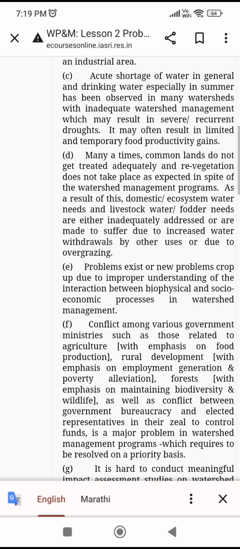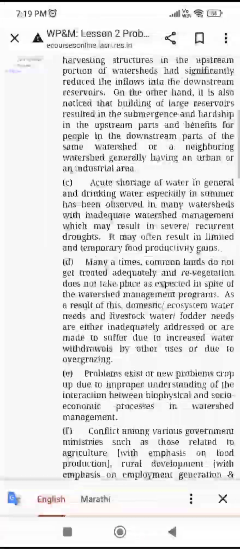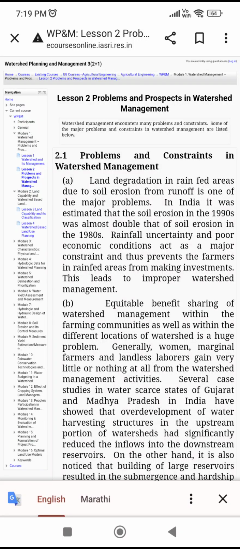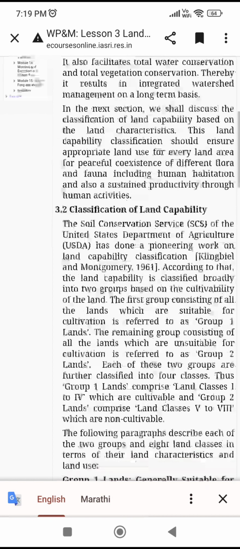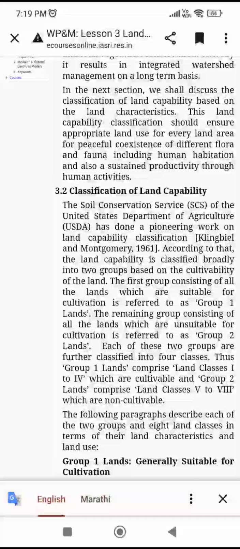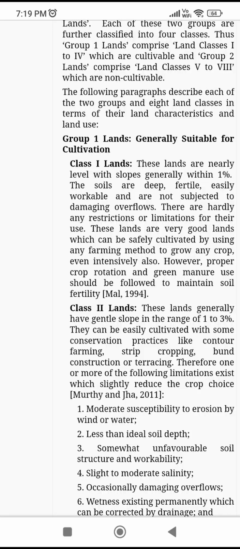Now, what are the problems and constraints? That is not that important from exam point of view. Now we will go for land capability and its classification. As you know, the Soil Conservation Service of the United States Department of Agriculture has done pioneering work in land capability classification. There are two groups.